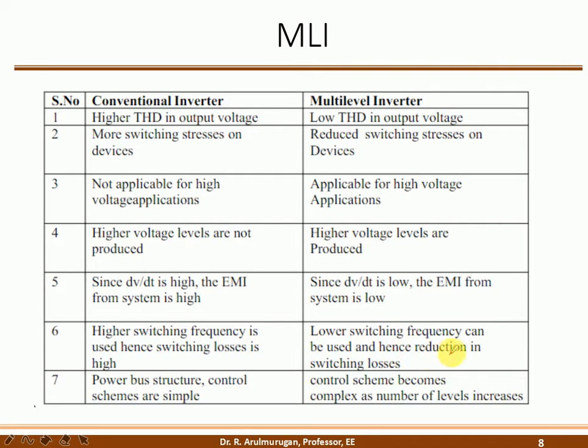Hence there is a reduction in switching losses. You use a larger number of switches, and each device works at a lower switching frequency. But in the conventional inverter, if you use a higher switching frequency, the switching losses are high. So this is the difference between the conventional inverter and the multi-level inverter. Circuit-wise the conventional one is simple, but the multi-level circuit is complex. That is one limitation.